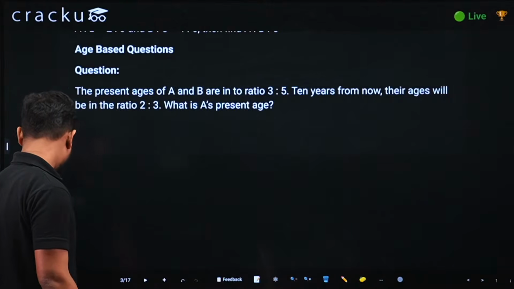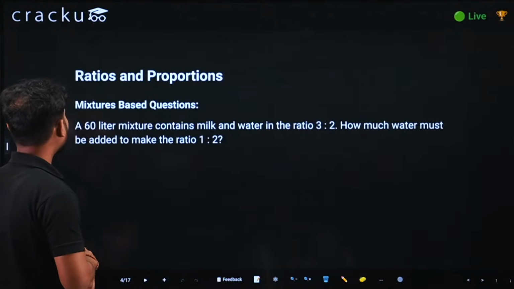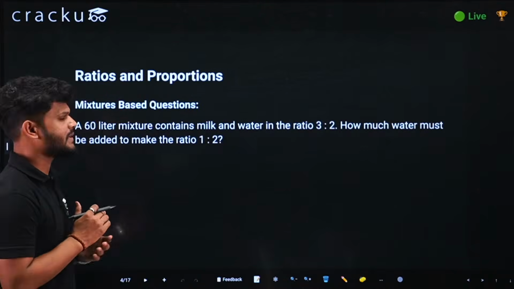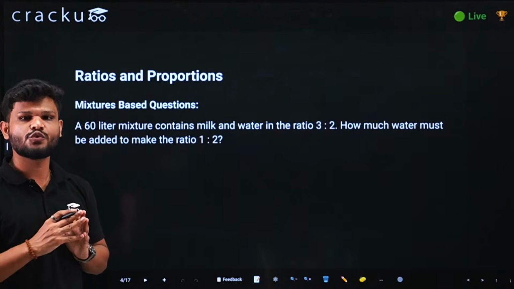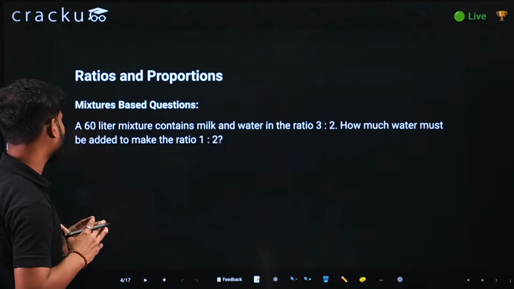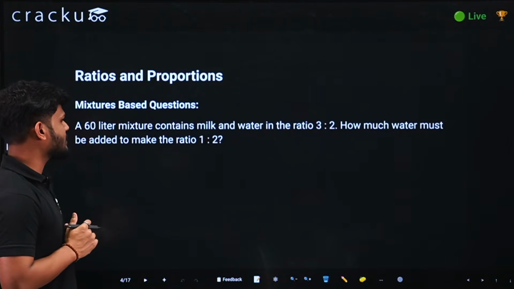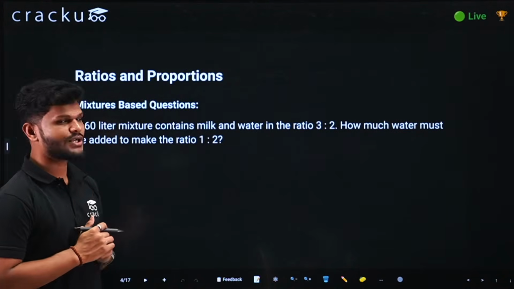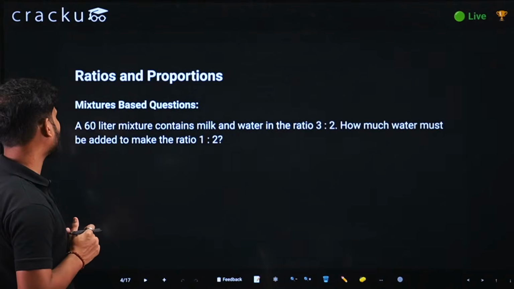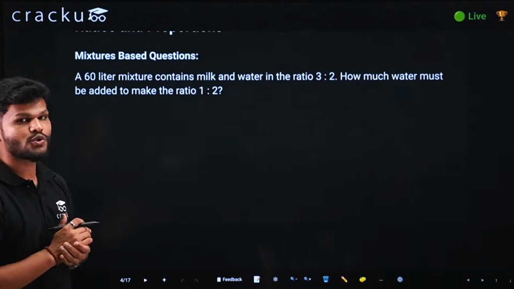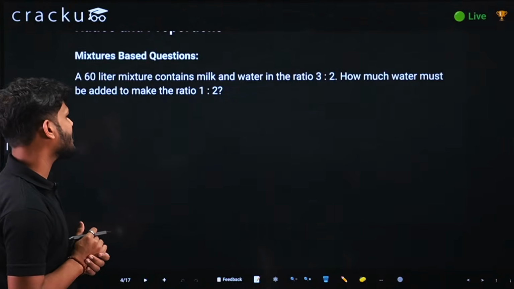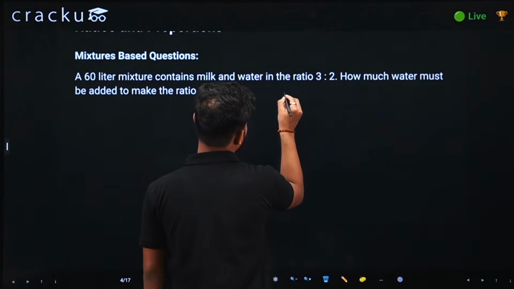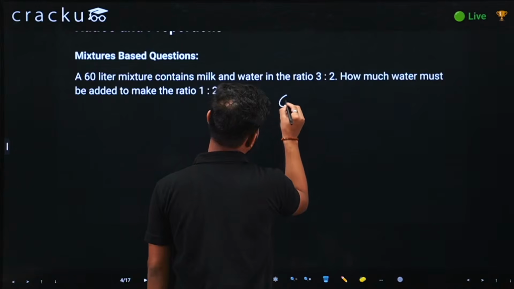Now let us go forward. Now what do we have? We have mixture based questions. So in ratio and proportion, you will get the mixture based questions as well. It says a 60-liter mixture contains milk and water in the ratio 3:2. How much water must be added to make the ratio 1:2? So what is it? We have been given the total is 60, right?